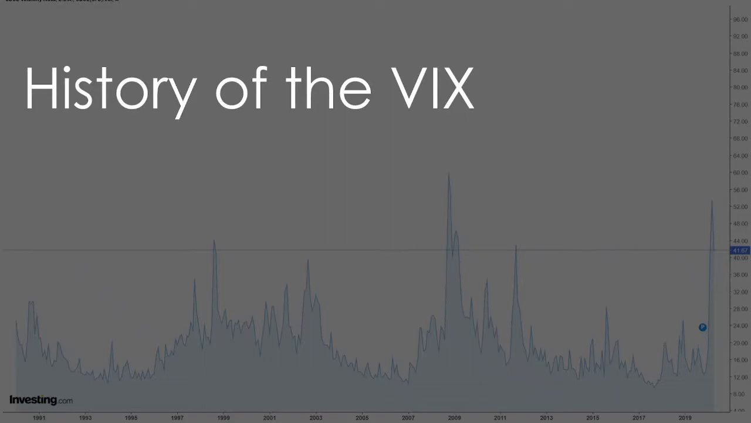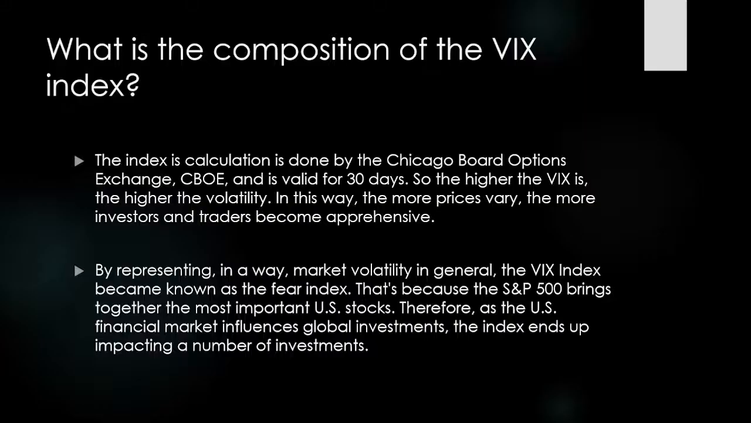What is the composition of the VIX Index? The index's calculation is done by the Chicago Board Options Exchange, CBOE, and is valid for 30 days. So the higher the VIX is, the higher the volatility. In this way, the more prices vary, the more investors and traders become apprehensive. By representing, in a way, market volatility in general, the VIX Index became known as the Fear Index.